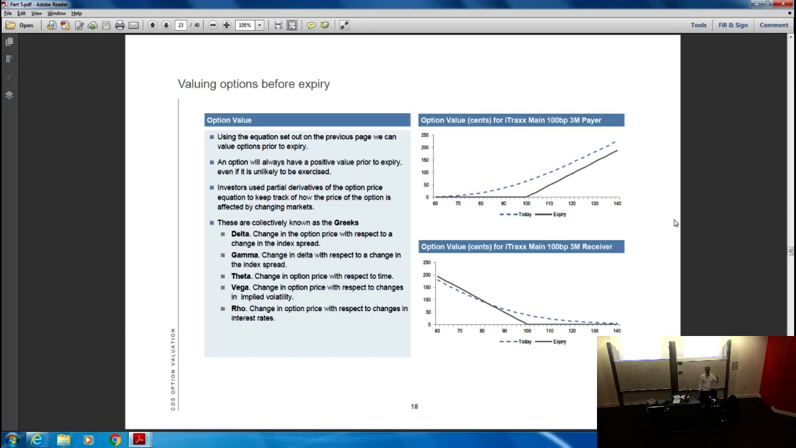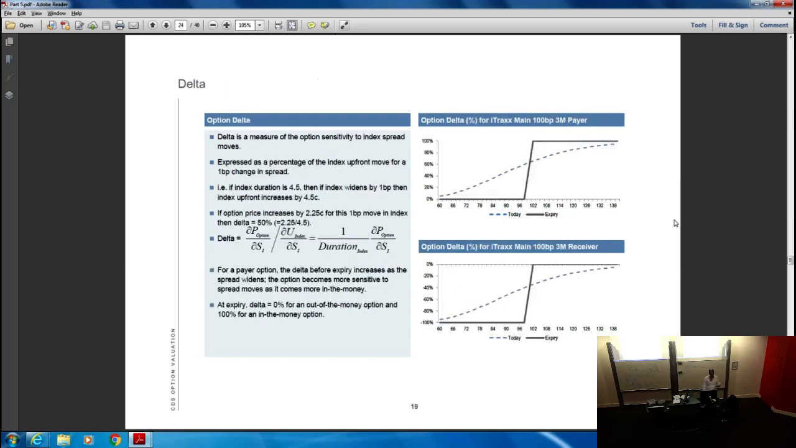The gamma is the change in that delta. So how does my delta change as I go through changes in spread itself? The theta is the time value of that option. The vega is the sensitivity of the option to prices, and the rho is essentially the change in the option with respect to interest rates. So, delta. Delta is kind of like the first order approximation of the changes in the price of the option relative to the changes in the underlying index.